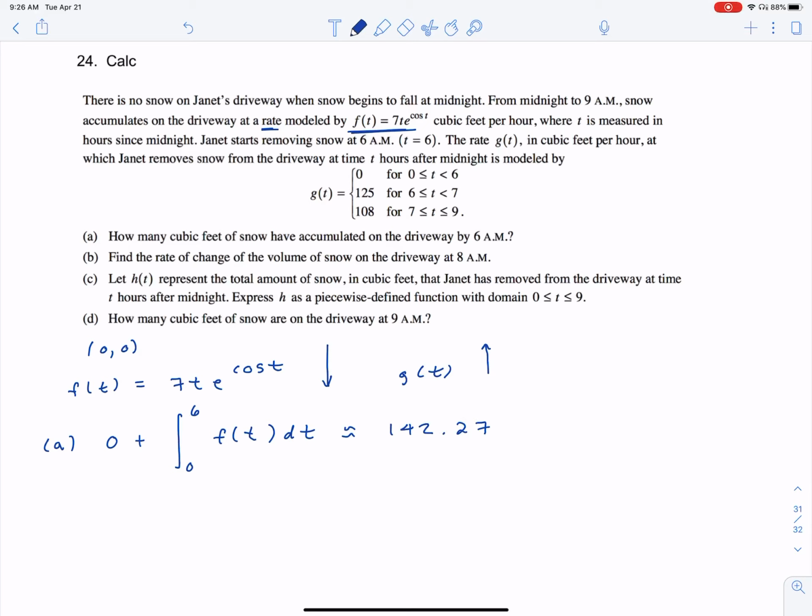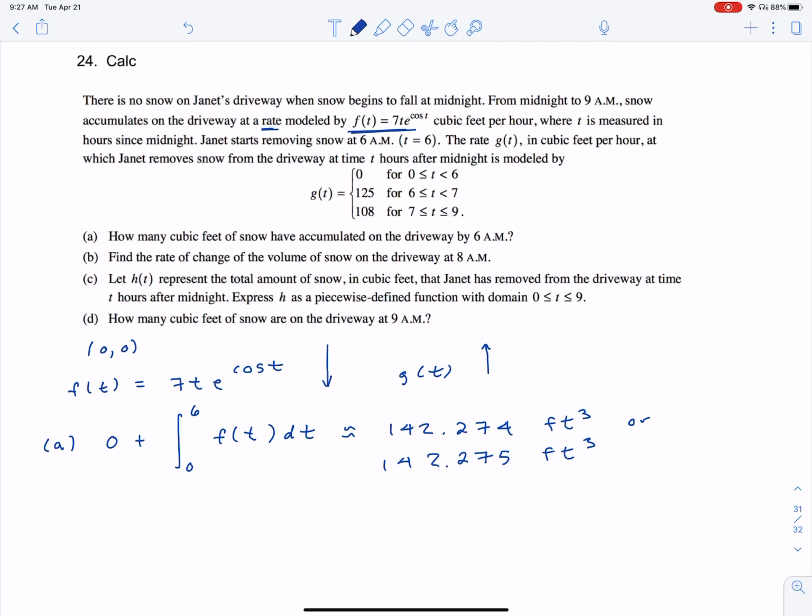142.274 cubic feet or 142.275 cubic feet. Don't forget, please go out to 3 decimals at the least. Okay, truncate or round, but go out to 3. Do not go out to less than 3. Okay, let's move on. Letter B.